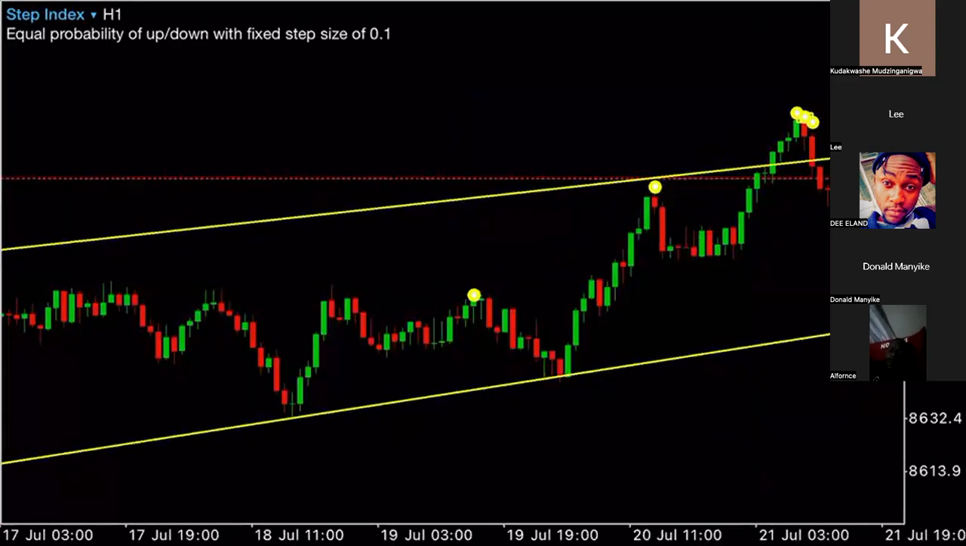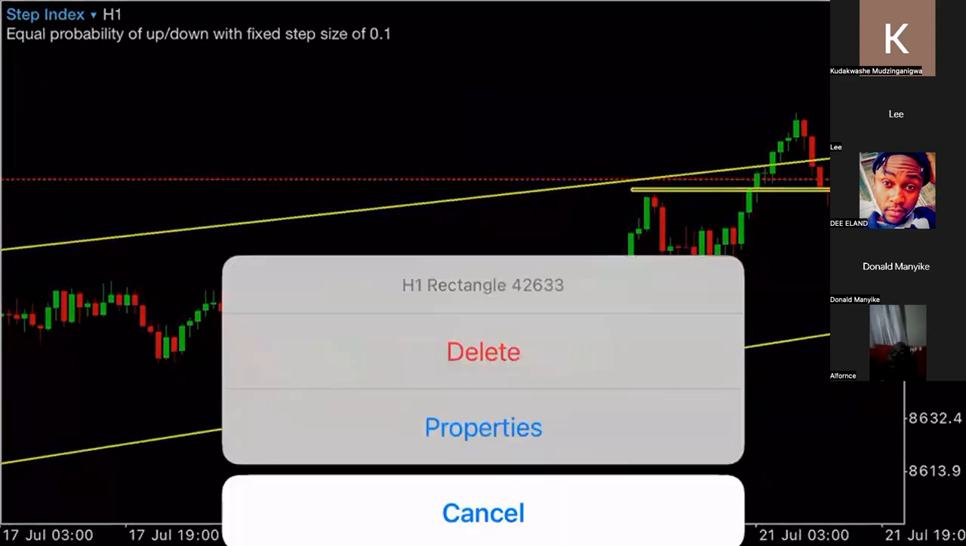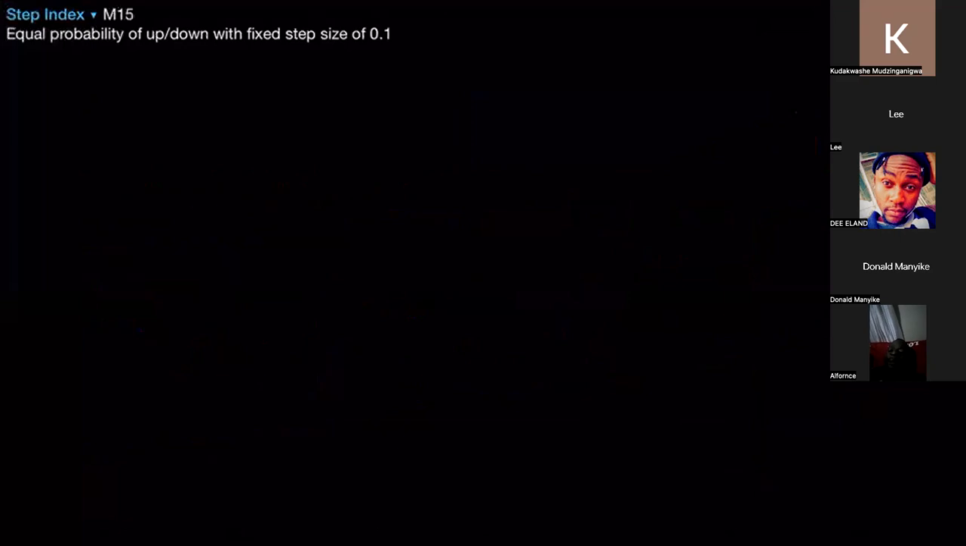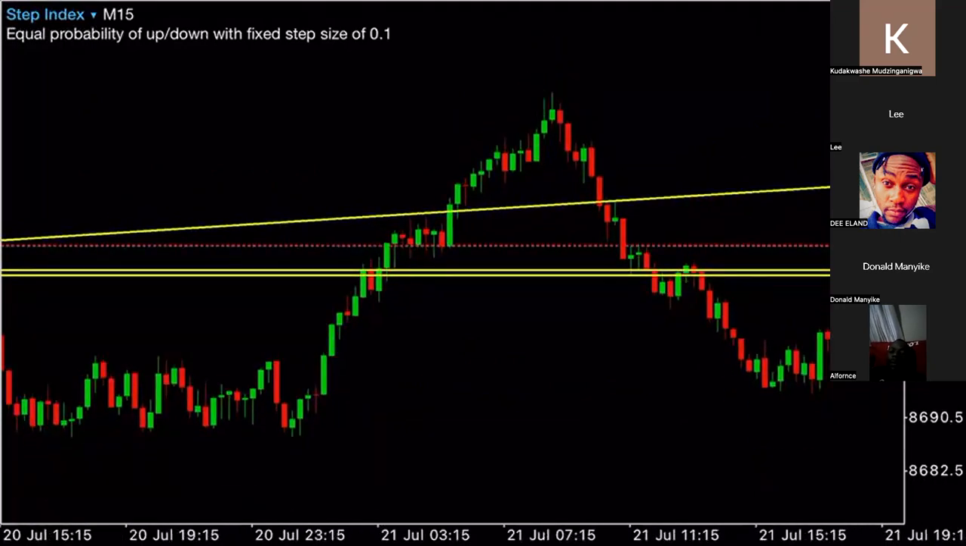We can already see that we are having a left shoulder here, we are having a head here. So we might have the right shoulder in this area. We are on H1. Let's go on 15 minutes. We just want to check what's happening on 15 minutes.